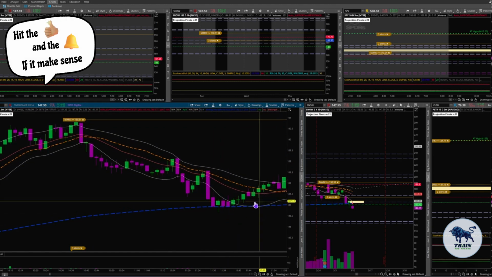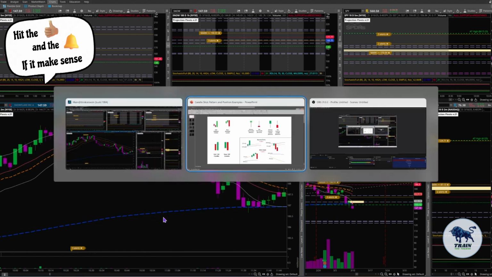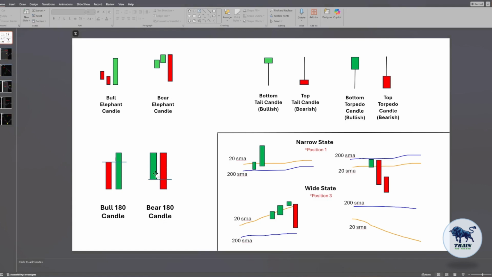I feel like I've been dragging this on too long, so I'm going to end this video, but run this one back for yourself and do yourself a favor and go start training your eyes to find these candlestick patterns, these elephant candles, these top and bottom tails, these 180 bull and bearish candles, but pay attention to where they are happening. Narrow state, position 1, wide state, position 3, and start recognizing these patterns. I hope this helps y'all. This has helped me tremendously.